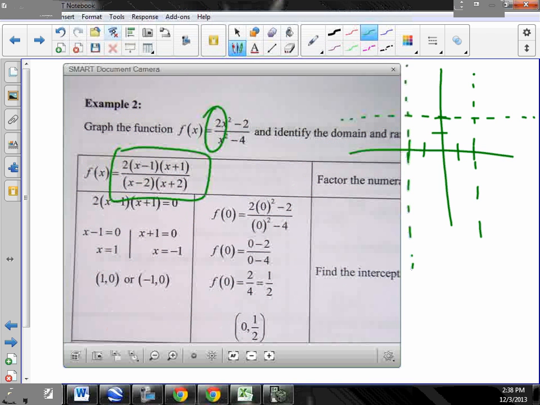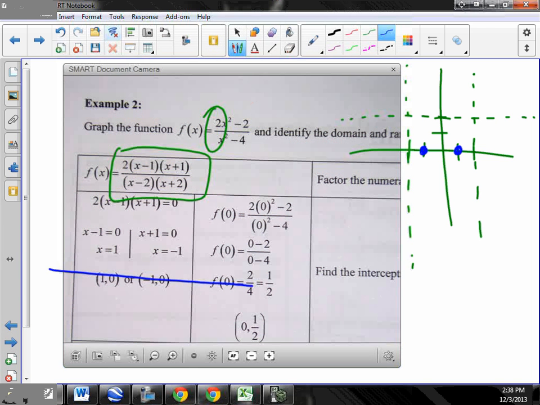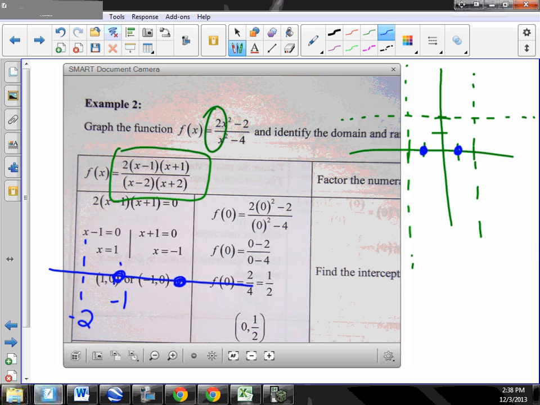1 and negative 1. So I have a root here, and I have a root here. So if I make that chart, negative 2, I have an asymptote. Negative 1, I have a point. 1, I have a point. And at 2, I have an asymptote.